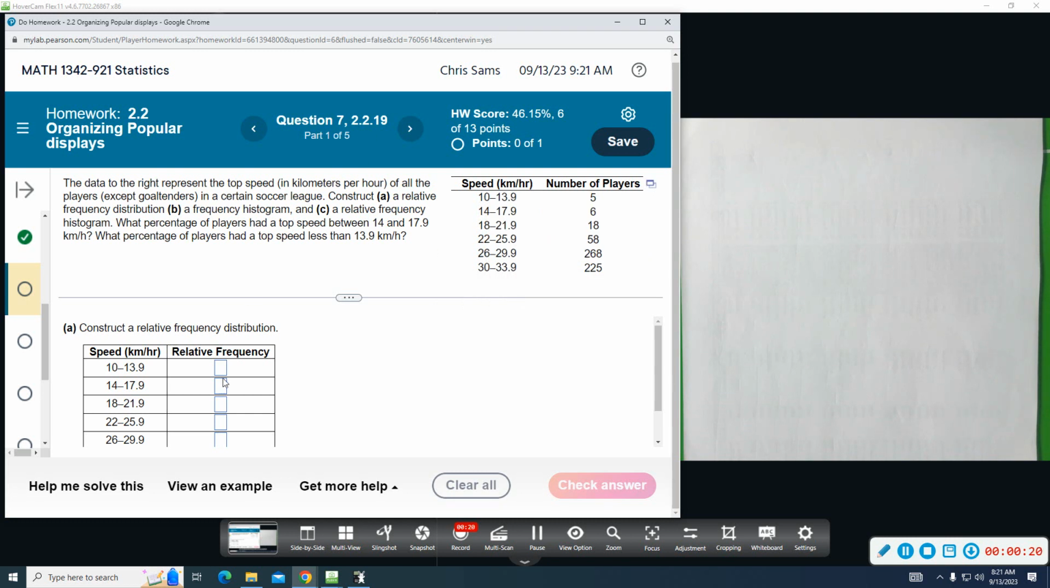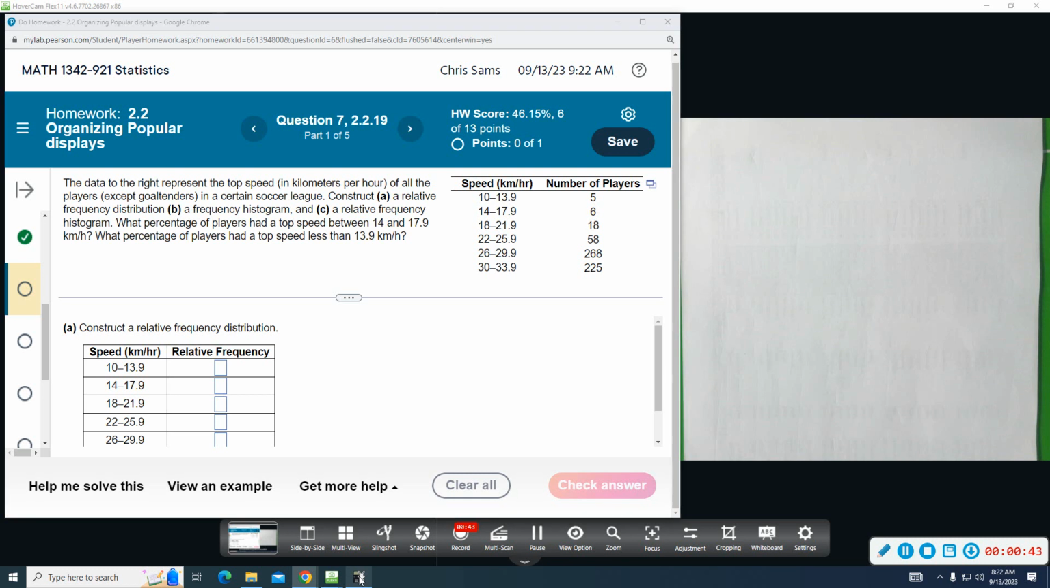So we want to construct a relative frequency. That's going to be the first part. We're going to construct a frequency histogram, a relative frequency histogram, and we're going to answer a couple questions. What percentage of players had a top speed between 14 and 17? And then what percentage had a top speed of less than 13?